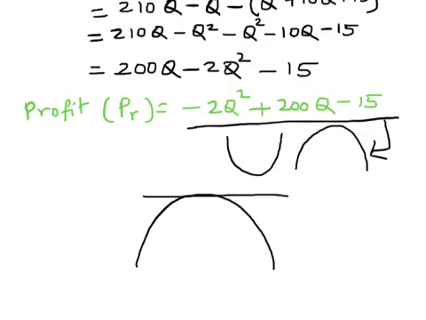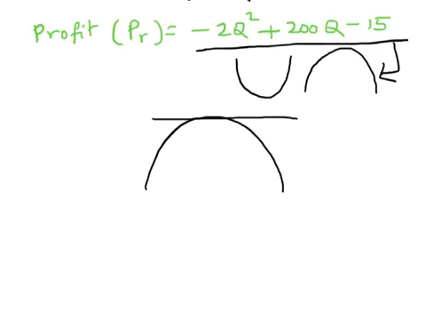And when the profit is maximum, you see that the tangent is horizontal. The slope is 0. How do I get the slope of this function? Now that we know differentiation, the slope of this profit function is nothing but the differentiation of PR with respect to Q. So let us go ahead and try to do that. Get the slope of the profit function. Slope of the profit function is dPR over dQ.